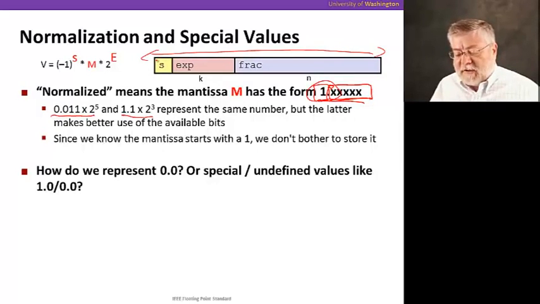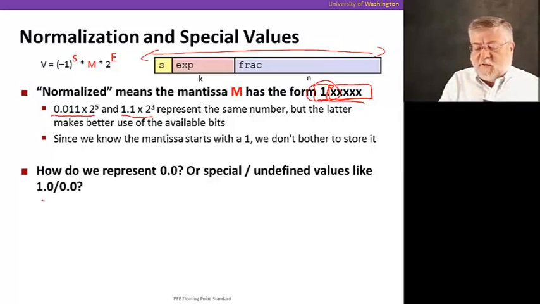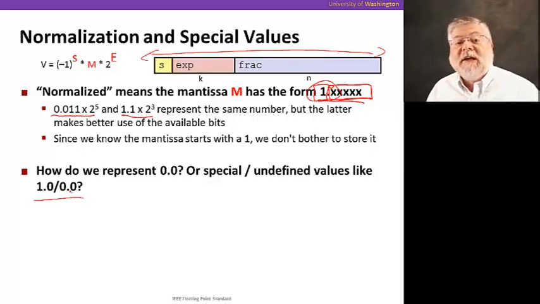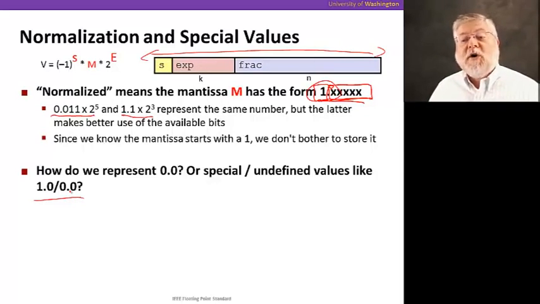And then what about values like 1 divided by 0, which yield basically something that is not a number? How are we going to encode that? So what we're going to do is reserve a couple of exponent field values to handle these cases.